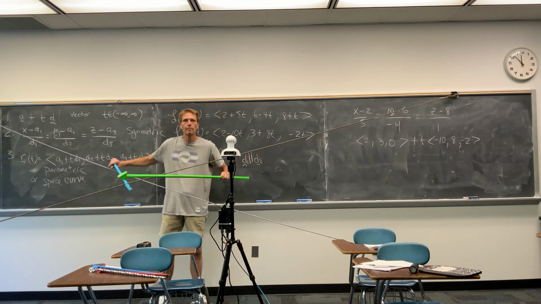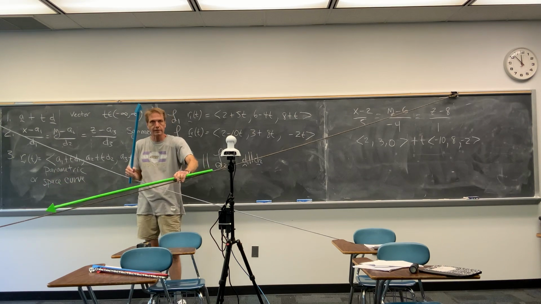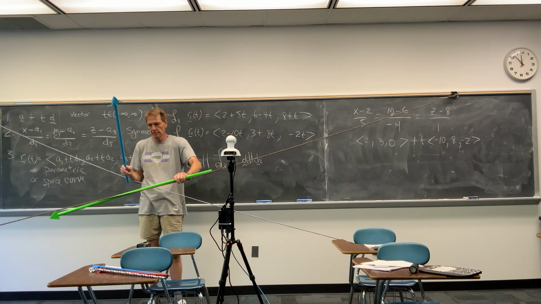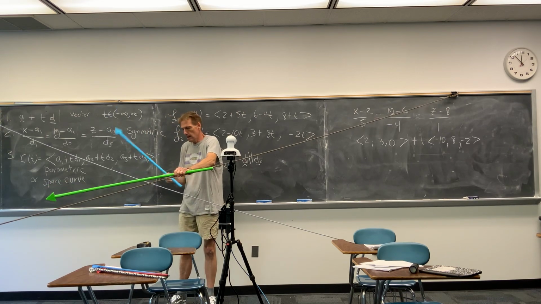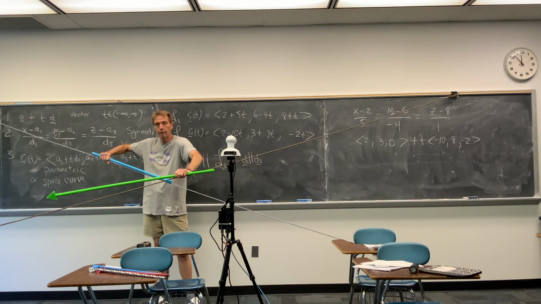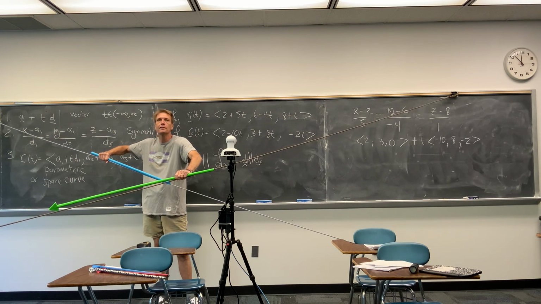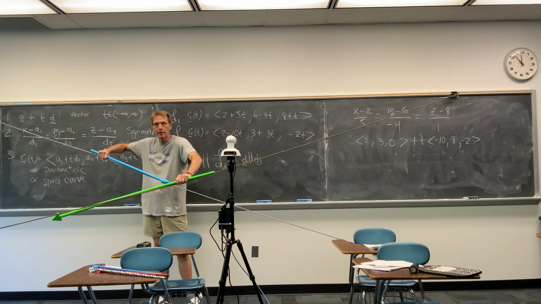Now look at my lines here. Maybe the green vector is my direction vector for the brown line, and my blue vector is the direction vector for my blue line. Do you see that they're not parallel? Visually, can you see in that fisheye that they're not parallel?